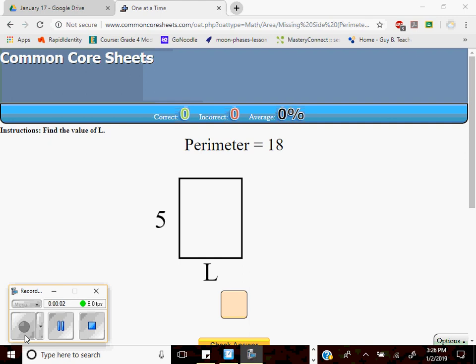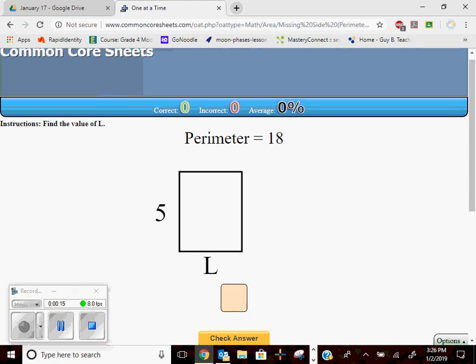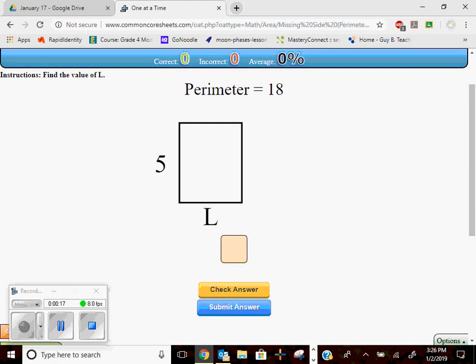Right, so today we're going to be learning about what to do when you're given the perimeter and one of the sides, and you're told that the other side is unknown or missing and you have to figure it out. It's very similar to yesterday's, but yesterday we were given the area. This time you're given the perimeter.